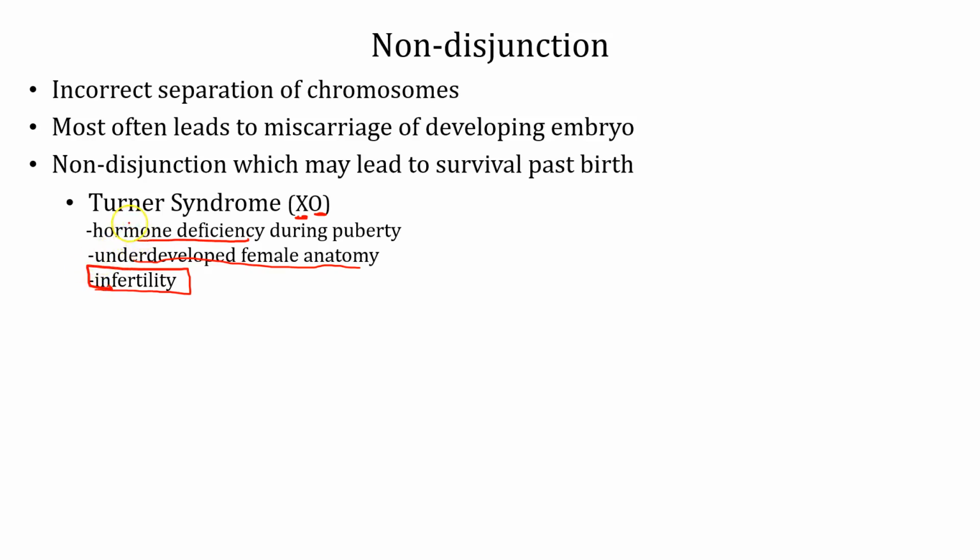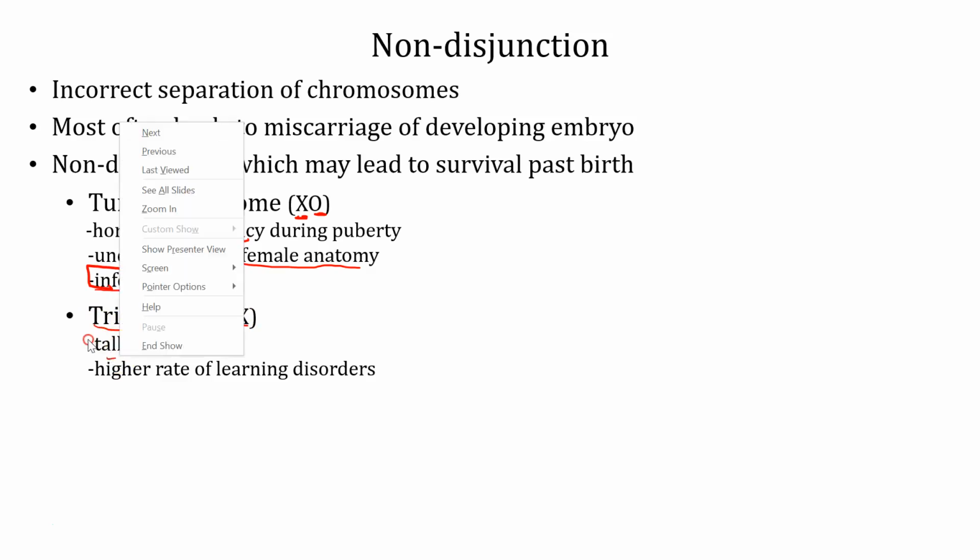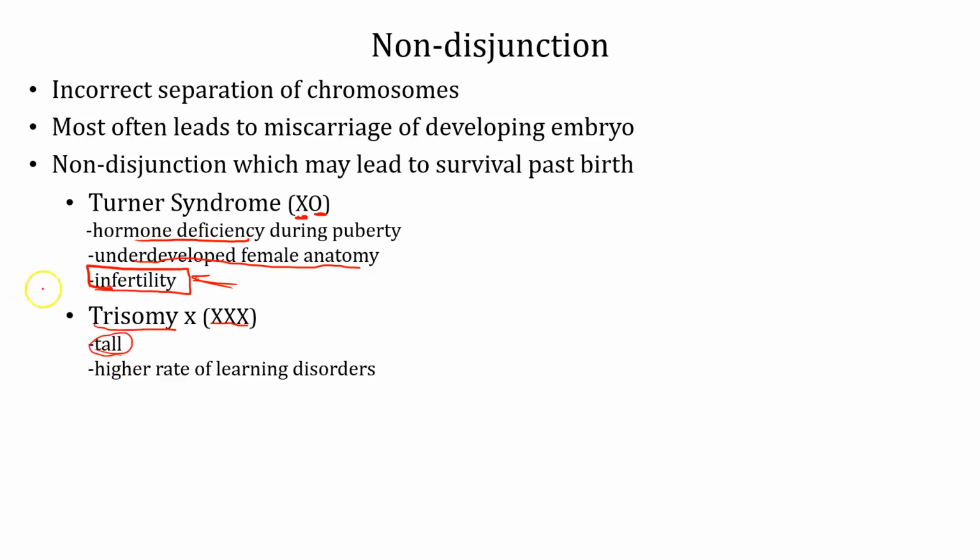The production of ova, or eggs, is a pretty heavily hormone-dependent process, and so if there is a deficiency in the hormones, it's likely that the eggs are not going to be produced as they ought to be, and that can sometimes lead to infertility. Okay, so that's Turner syndrome. Another example of a non-disjunction event that happens with the sex chromosomes is one additional X chromosome, so 3 X chromosomes. Anytime there are 3 of a chromosome, we call it trisomy. Because this is an X chromosome, we call it trisomy X. Women that have trisomy X are usually a little bit taller than normal, and they can sometimes have a higher rate of learning disorders.